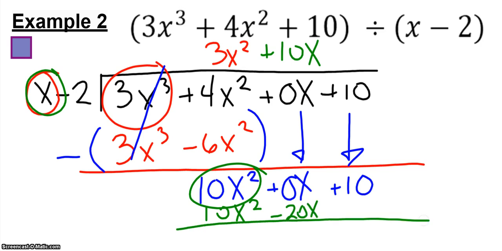Let's subtract these things. Put those parentheses around there. 10x squared minus 10x squared is 0. 0x minus negative 20x is positive 20x. Positive 20x is correct.